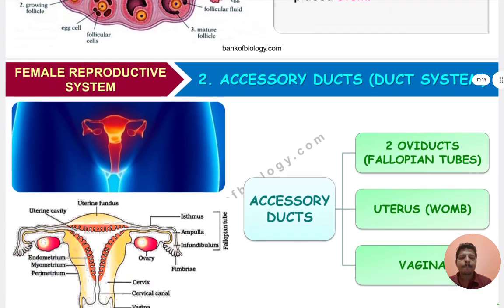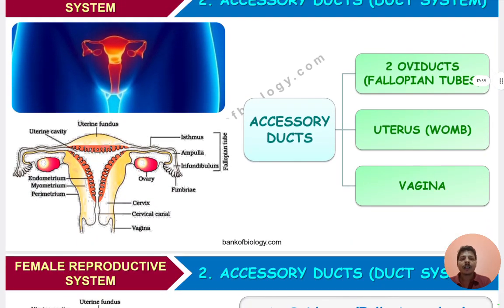Let's see. Next one, what it's given. Coming to accessory ducts, there are 2 oviducts or fallopian tubes. It is the fallopian tube, this region, and it is also in paired condition. Uterus or womb, it is a single uterus or womb, as you can see, and vagina. This portion is vagina.